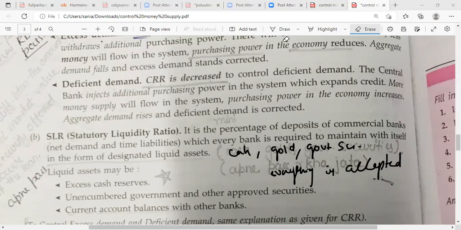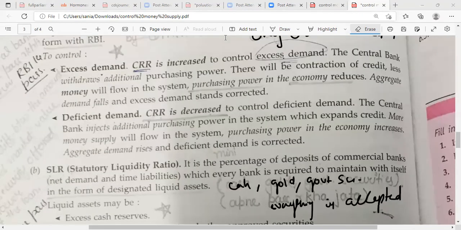Done, Jenna? Yes, ma'am. Okay. Ma'am, what's this, cash, gold, then government? Cash, gold, government securities. Okay, okay, ma'am. Okay. Just write it down. Everything is accepted. Then, ma'am.